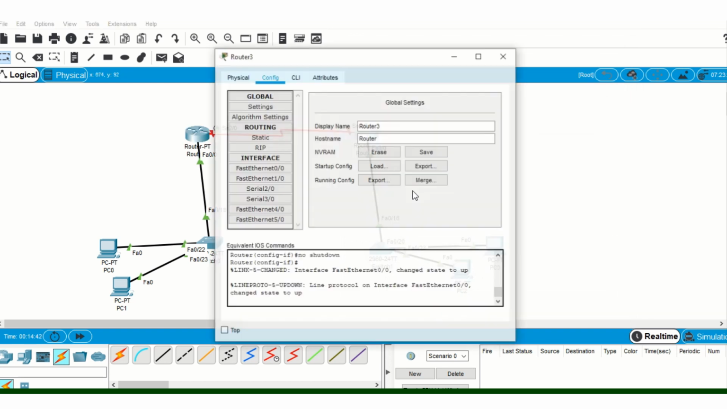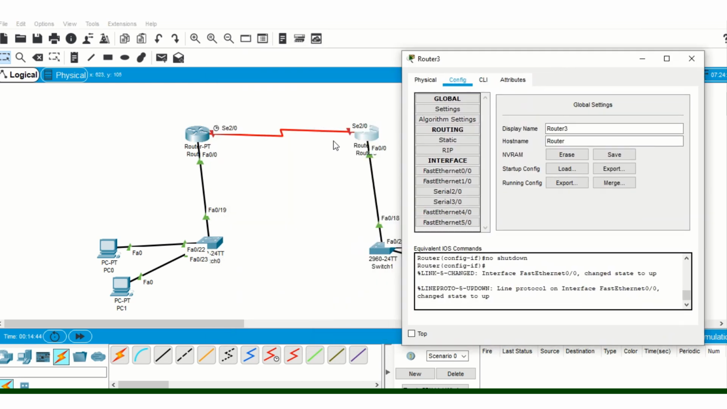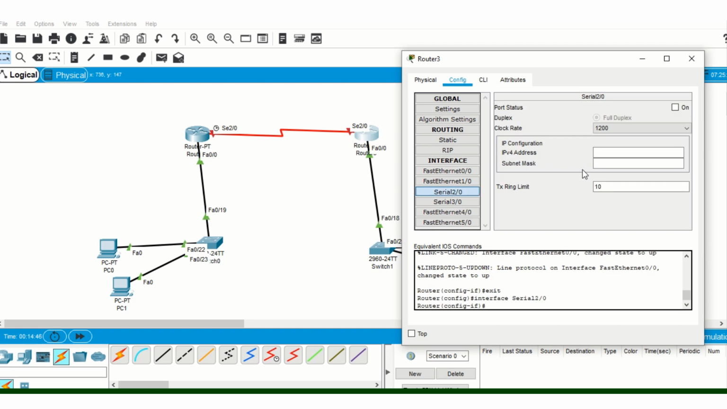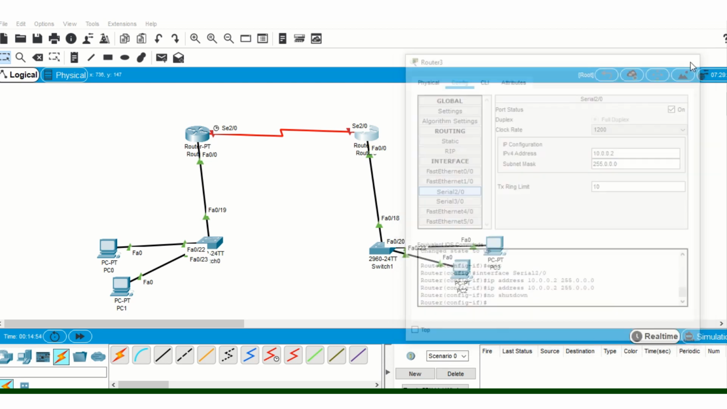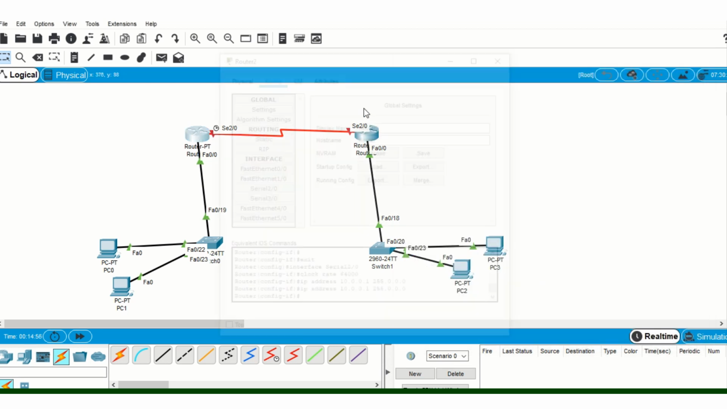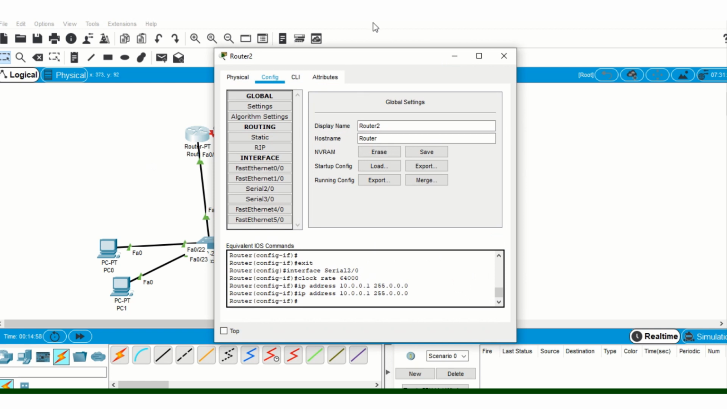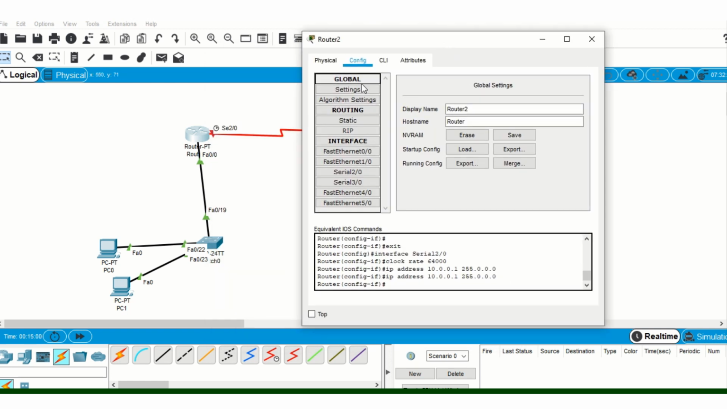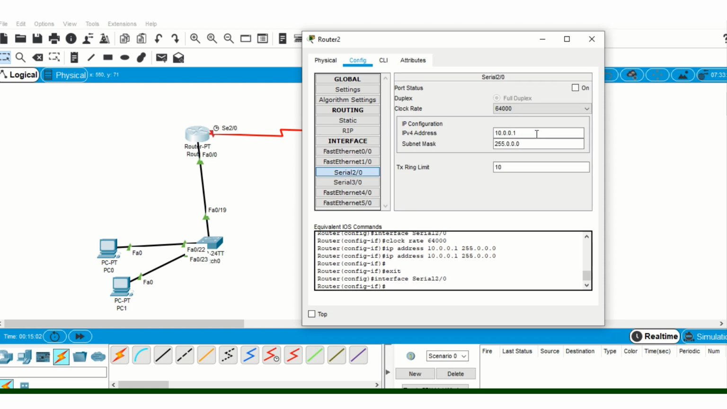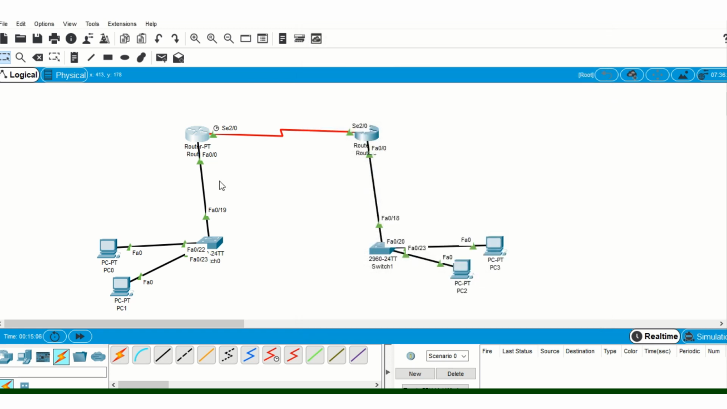And on the other side, again it's serial 2/0. So I will use serial 2/0, 10.0.0.2. Subnet mask will be the same, and I will turn it on. So I configured the network correctly. This is still red. Why? Because I haven't turned it on from this side. It's on, so it's all configured.